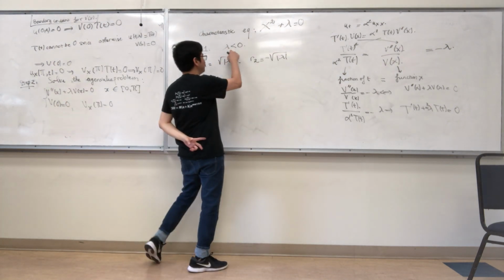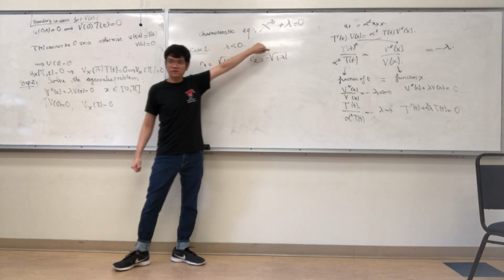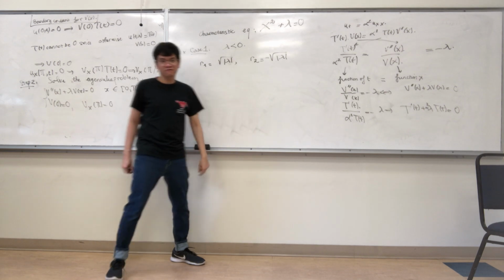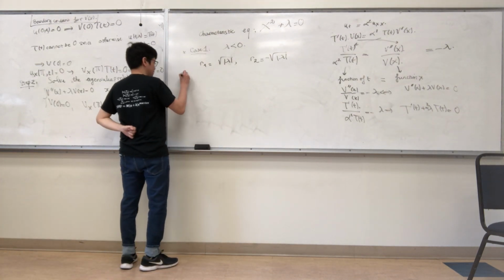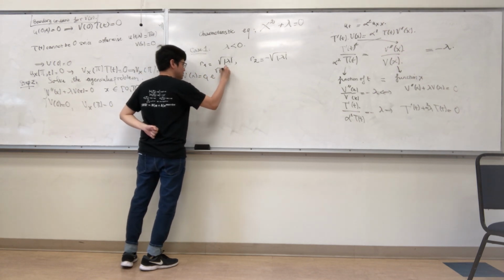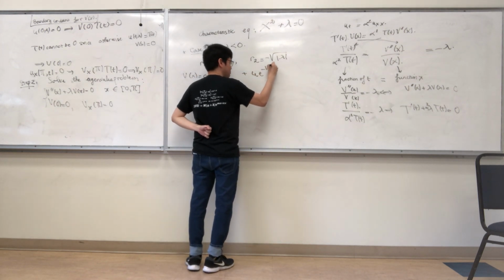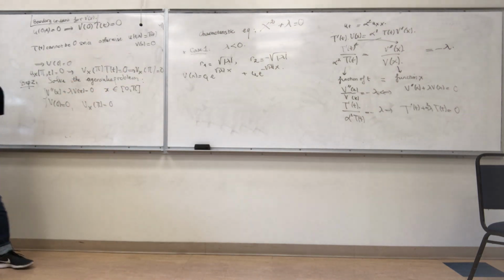So the first case, lambda is negative. When lambda is negative, you're going to have two roots: the square root of the absolute value of lambda, or minus the square root of the absolute value of lambda. So this gives you v(x) is C1 exponential of square root of lambda x plus C2 exponential of minus square root of lambda x. So this is what we have.